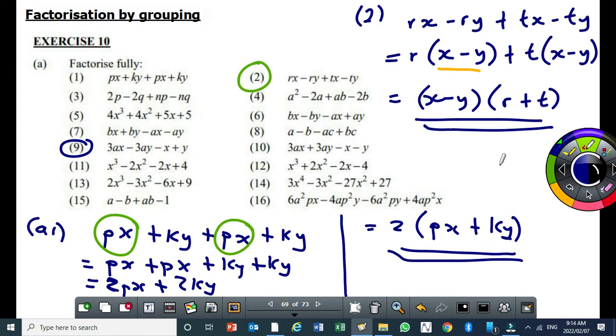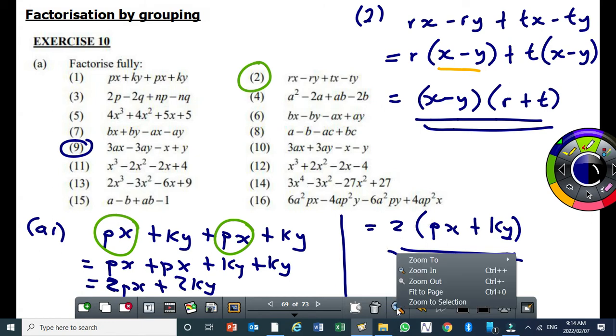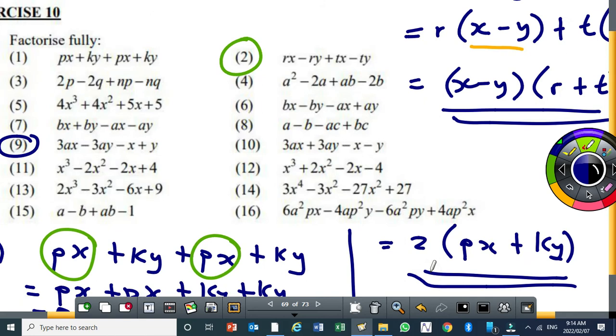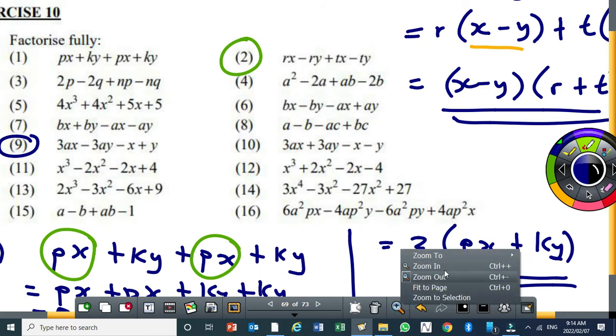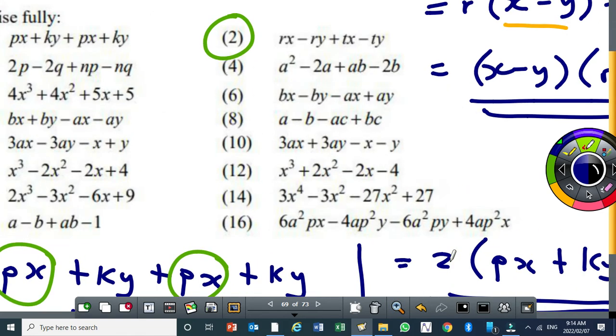Right? So I want you to factorize number 14. Just write class exercise in your maths workbook, then you copy down number 14. 3x to the power 4 minus 3x squared minus 27x squared plus 27. It's a class exercise. I'll give you about 2 minutes maximum.